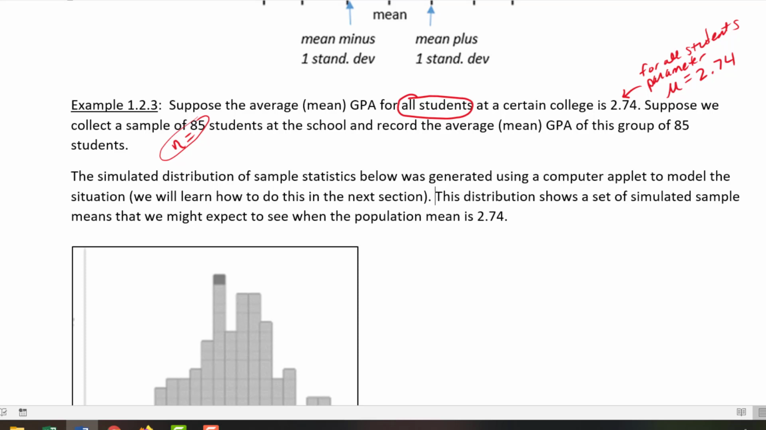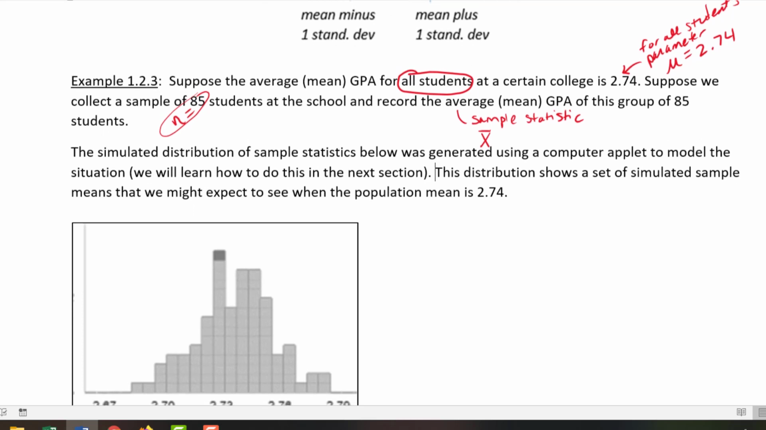So we would have a list of 85 numbers, the GPA of each of those 85 students. We'd add them all up and divide by 85 and get their average. And that average would be a sample statistic because it comes from a sample. And since it would be a sample mean, it would be an X bar. All right, they didn't give us that actual sample statistic in this problem because that's not relevant to what we're going to be asked to do, but that's what that would be labeled.